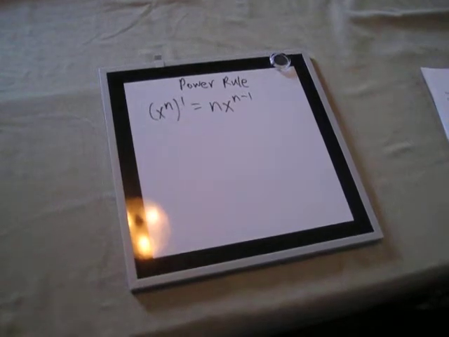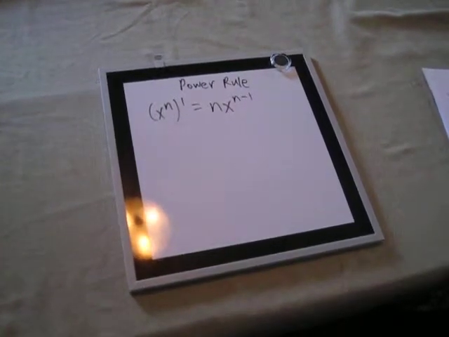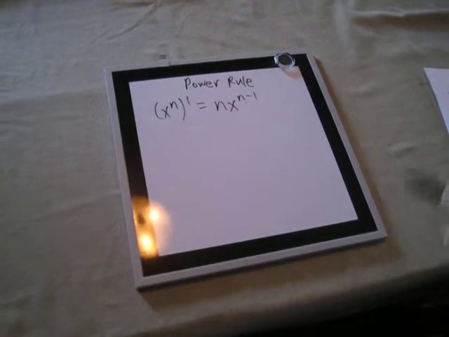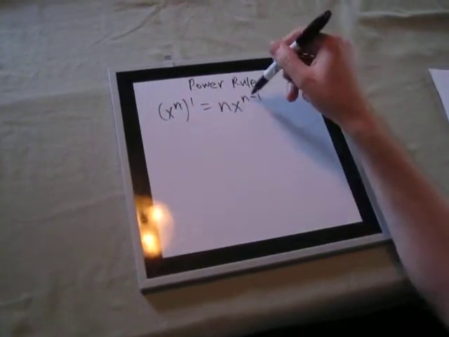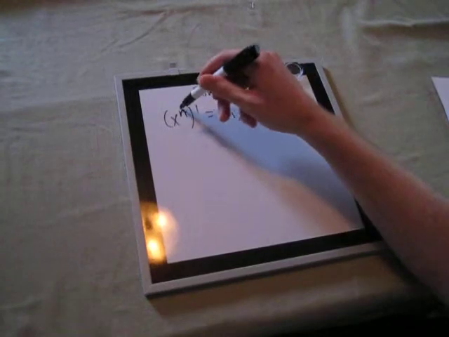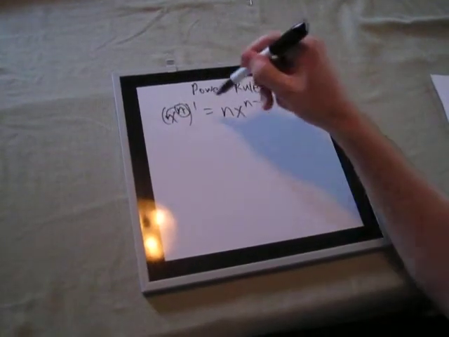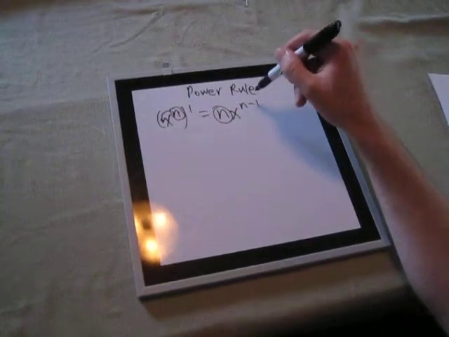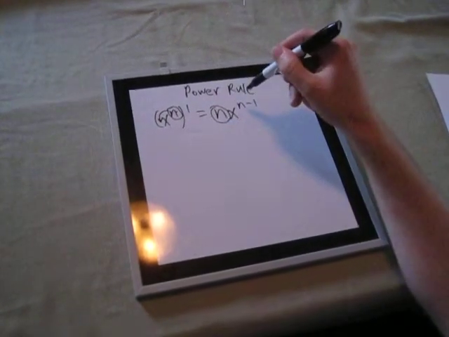I'm going to give a little analogy here, because when we do the power rule, we take the previous power, we bring it down. That's why the n is here. And then we subtract 1 from it. So we take the power, bring it down, and subtract 1.